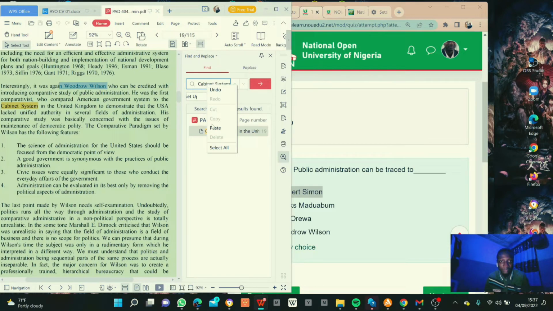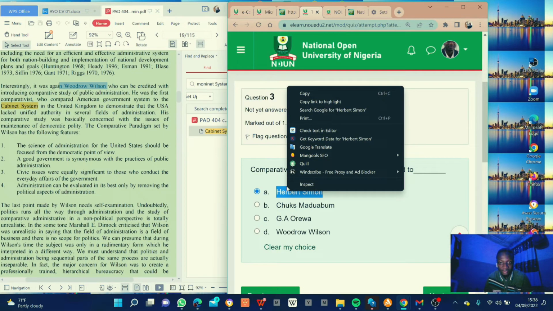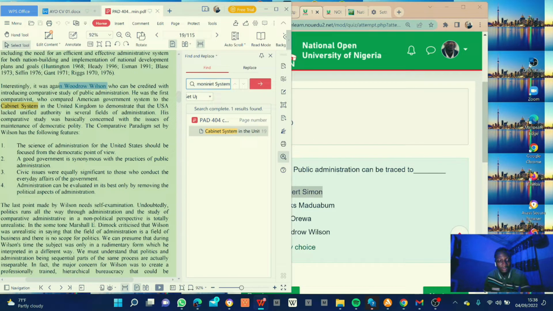Pastes. Okay, let me first Ctrl A, then Ctrl C. Okay, Ctrl A, then Ctrl V. Oh, sorry, I think I did Ctrl C. Okay, now let me copy this. So this is Ctrl A, then Ctrl V. So let's search there.